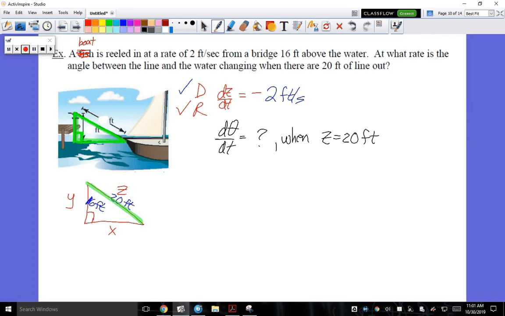Already, this is different. Again, we're going to have to think of everything that we've been taught. So what we're looking for, in case you haven't already figured it out, is this. We're not looking for the angle, we're looking for the rate of change of that angle at the exact moment, picture in time, when z is 20 feet out. Are we good? Okay, here we go.